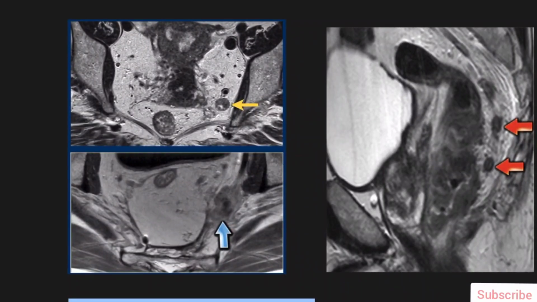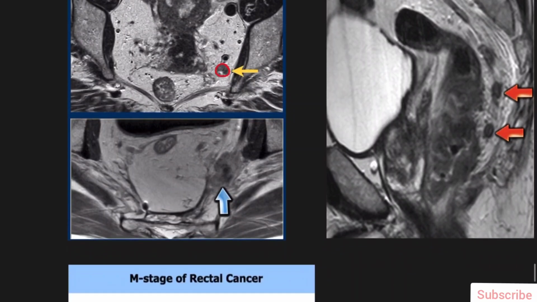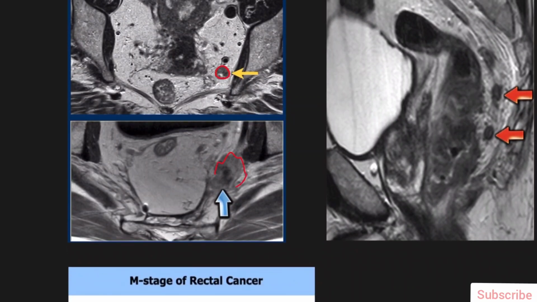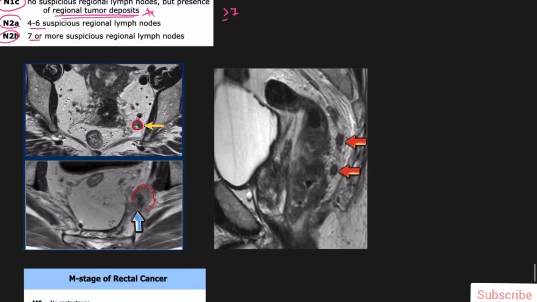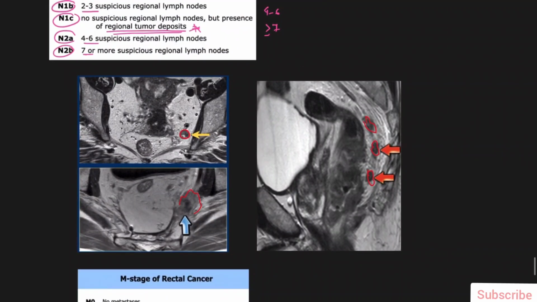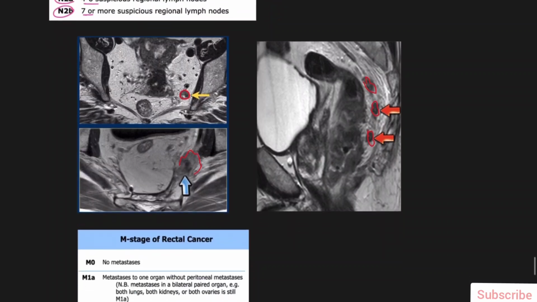Okay, so let's see this case here. So here there is one obturator region lymph node, and this lymph node was not mentioned in the report, so not treated also. And after the treatment, this lymph node which is left has caused the recurrence here. In this sagittal image, we can see multiple tumor deposits. Okay, so this is the story of regional tumor deposits.